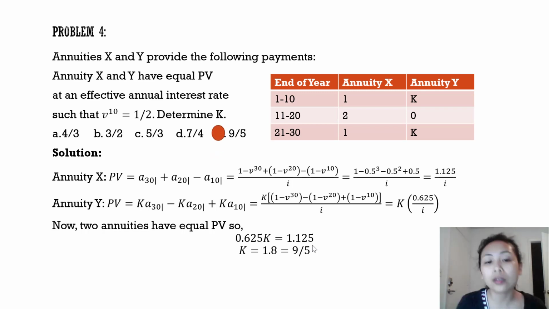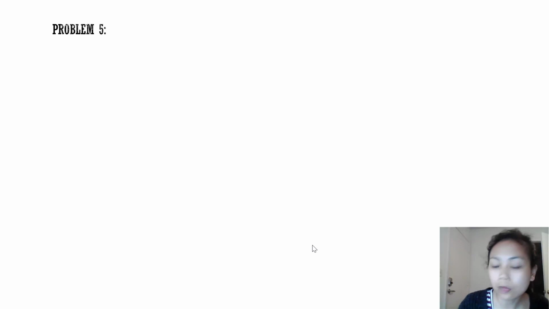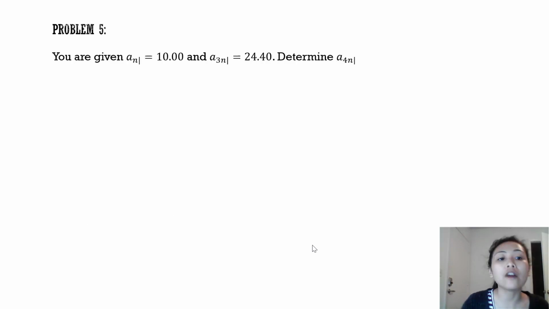So in this problem, we apply the shortcut in annuity with block payments. Now we go to the last problem of today, problem number 5. You are given a-angle-n is 10, a-angle-3n is 24.40. Determine a-angle-4n. In this problem we are going to apply a trick.